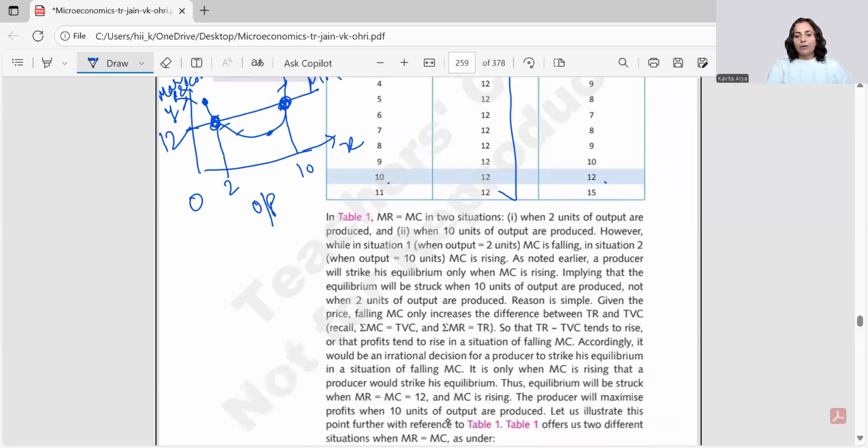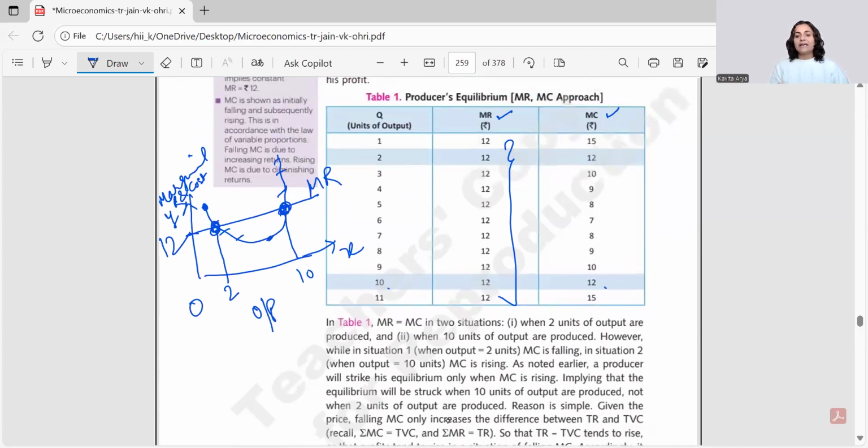Now, how do we go about it? How do we say what is the ideal level of producer's equilibrium, and why? What are our two conditions? Our first condition is MC should be equal to MR. But this is the primary condition, and it is not a unique condition. We have this level as well as this level of output giving MC equal to MR.